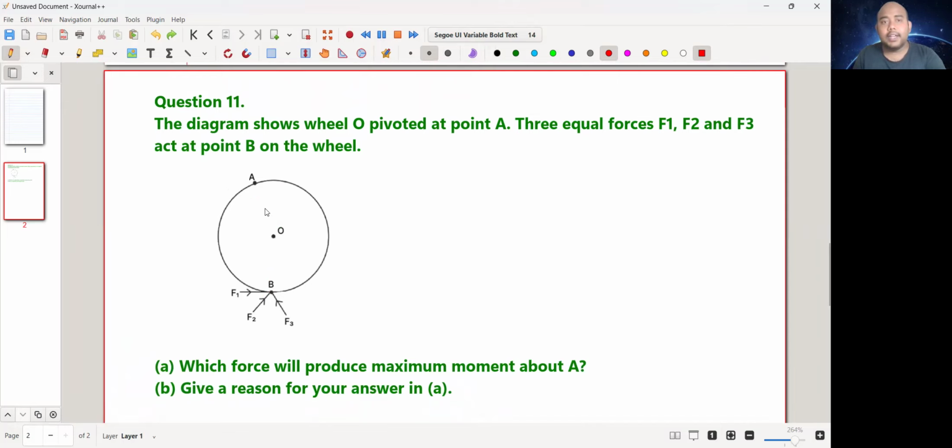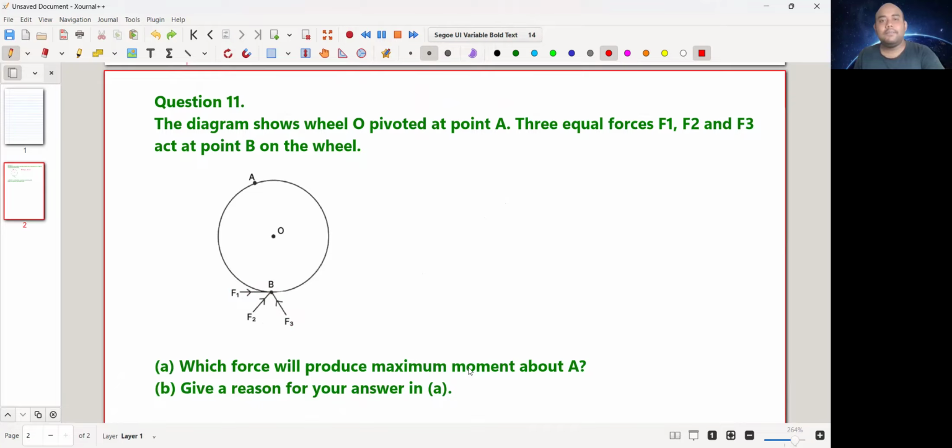So about this point A, which force is going to produce the maximum moment? A is the pivot. Now moment formula is force multiplied with the perpendicular distance of the line of action of force from the pivot. Simple. So since these three forces F1, F2, F3 are equal, we have to only see the perpendicular distance of each of these three forces from the pivot. Whichever force is at a maximum distance from the pivot, that force is going to produce the maximum moment.